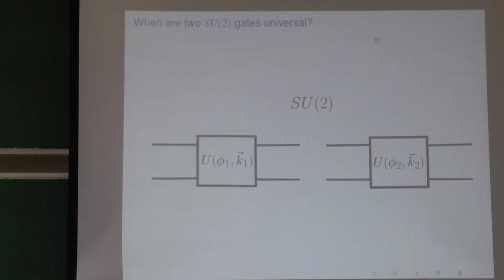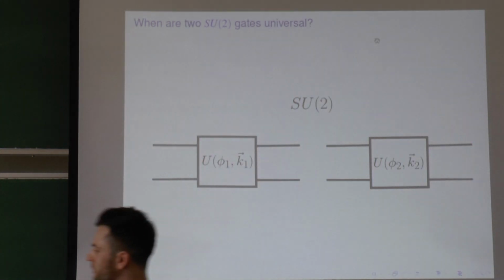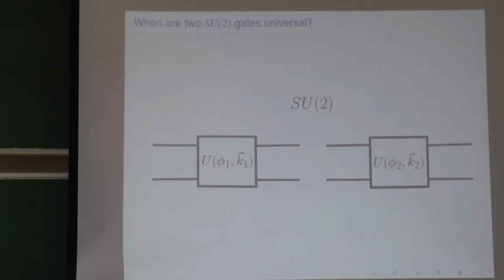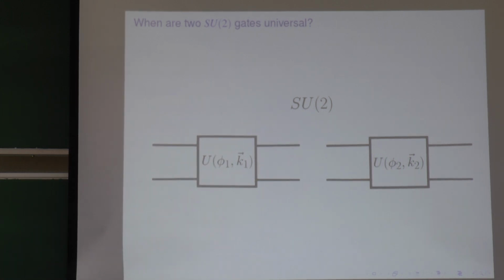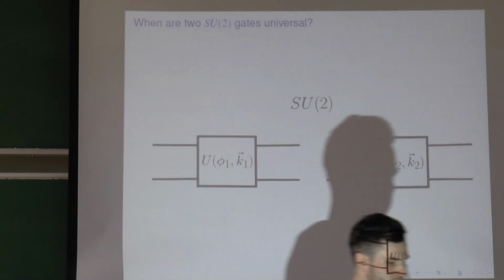Okay, so another problem. Of course you cannot generate SU2 using only one gate, because SU2 is a non-abelian group. So you have to start with two unitary matrices. Once again, these angles and axes are only some notation, so you should not pay attention to it now. So you need two gates to generate SU2.